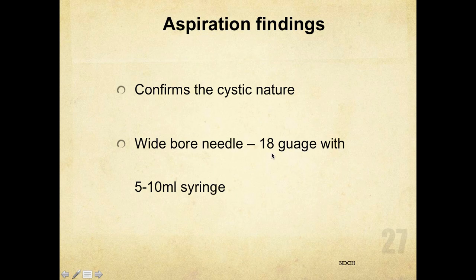The next investigation you do is an FNAC. Once you do an FNAC, you draw the liquid and this confirms the cystic nature of the swelling. Usually for such an aspiration, you go ahead with a wide bore needle, that is an 18 gauge needle with a 5 to 10 ml syringe.